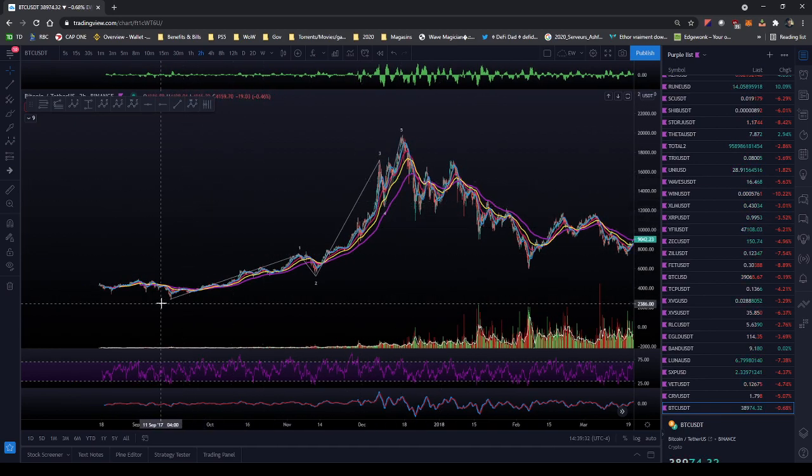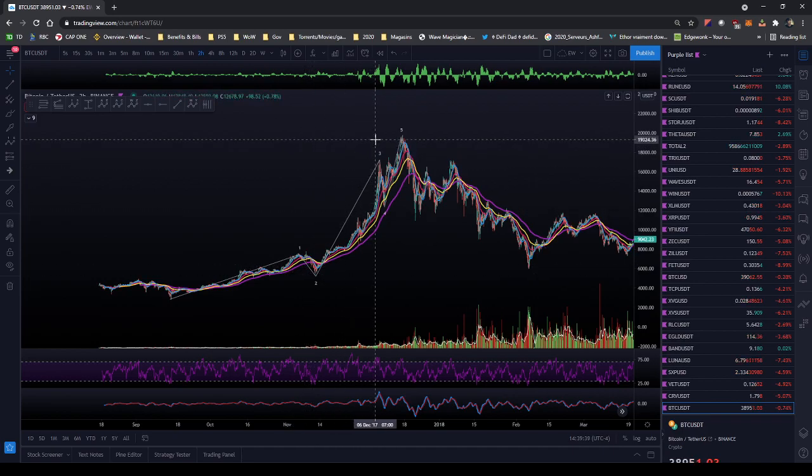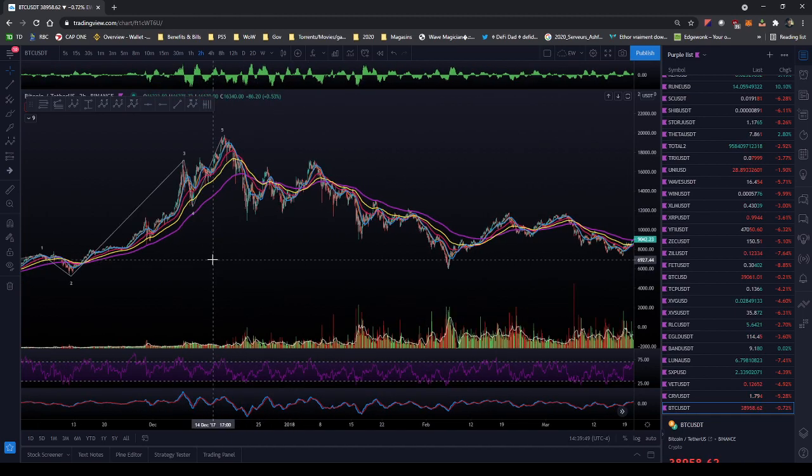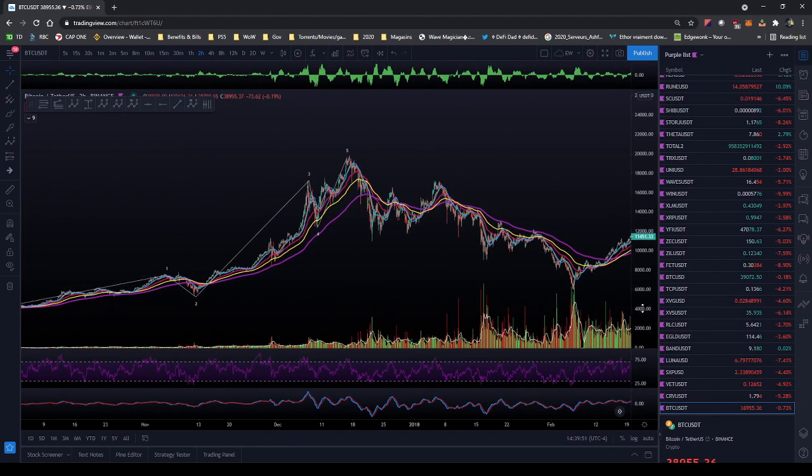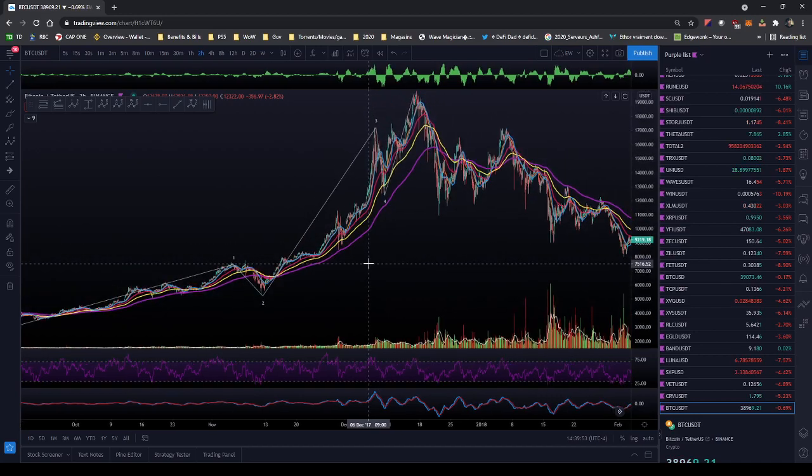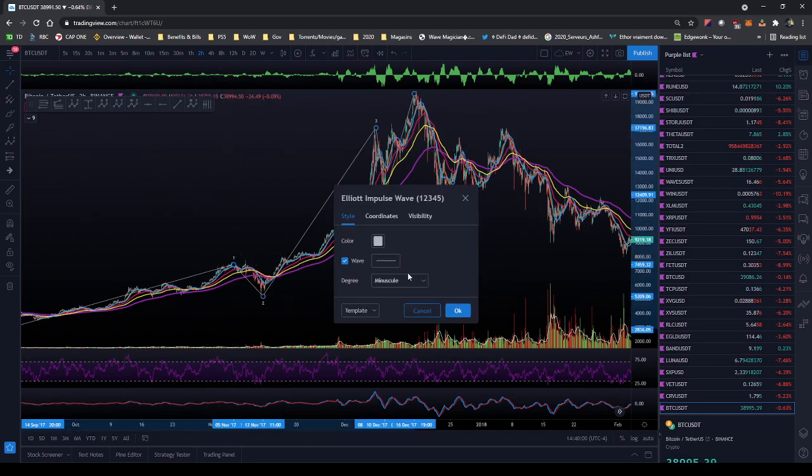So you notice the structure for the impulse wave is impulse, correction, impulse, correction, impulse. I said earlier that we should be able to subdivide these into smaller waves. Let's do that with wave 3. We should be able to divide it into 5 subwaves. So let's just upgrade this here to a higher level.